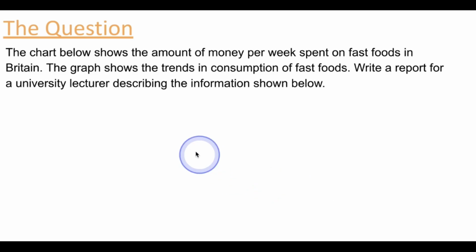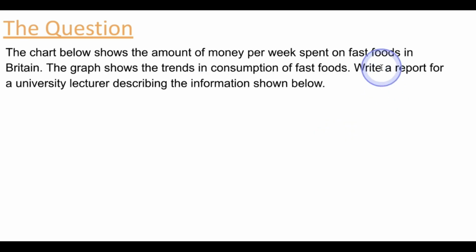Okay, so the first thing that pops out to me is we have a chart, just one because there's no S, about the money per week spent on fast foods in Britain. And then we have a graph. So we're being told about the two different charts here. The graph shows the trends in consumption of fast foods.